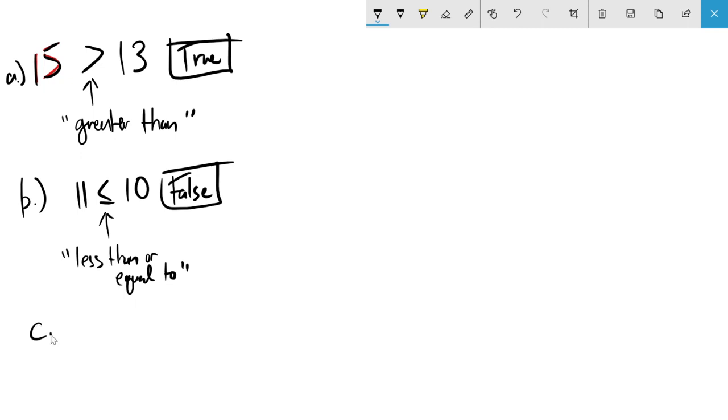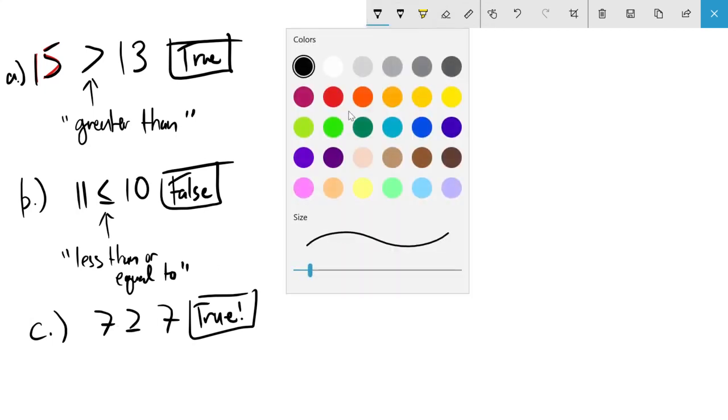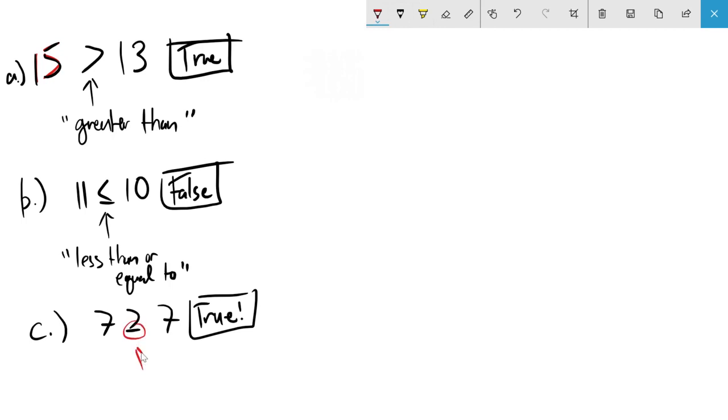What about C? This says 7 is greater than or equal to 7. Is that true? It is true. Why? It's true because of the fact that this right here means equals is allowed.